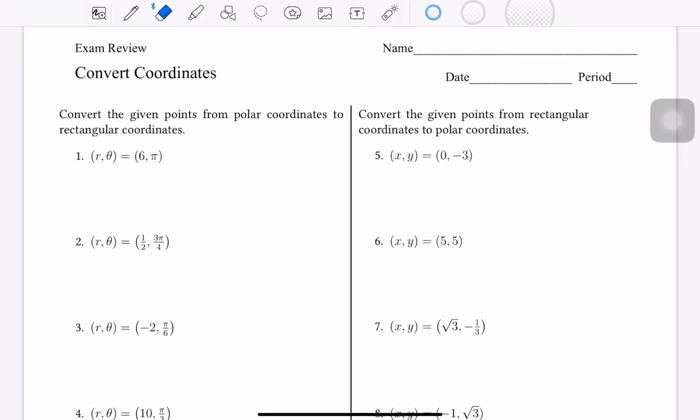All right, let's go over converting polar coordinates to rectangular. That can be seen on the left, and on the right we have converting rectangular to polar. To keep this simple, let's write down what we need to know and what we know.